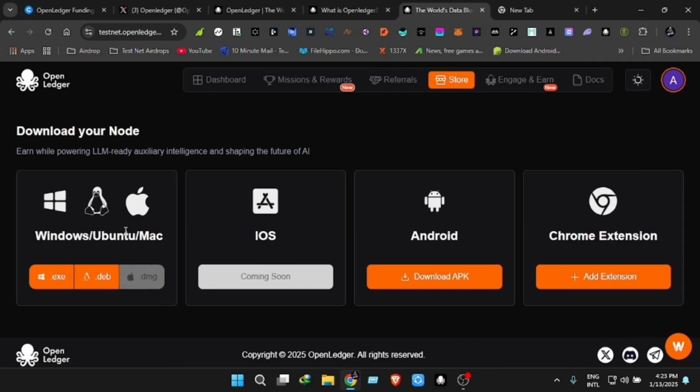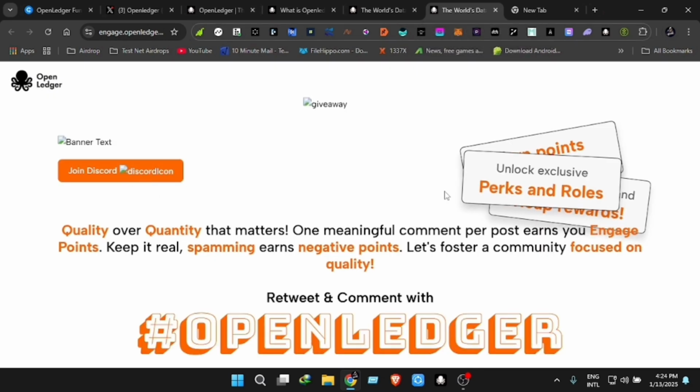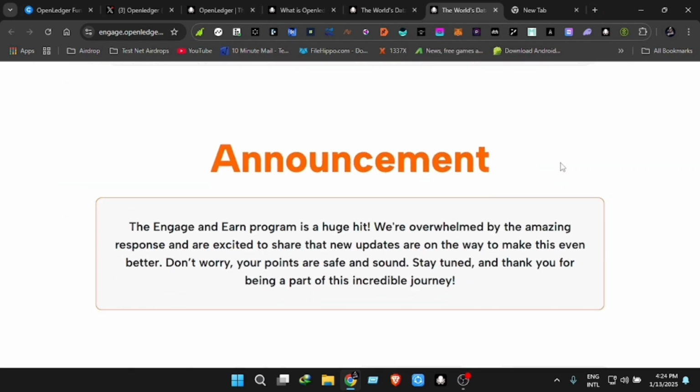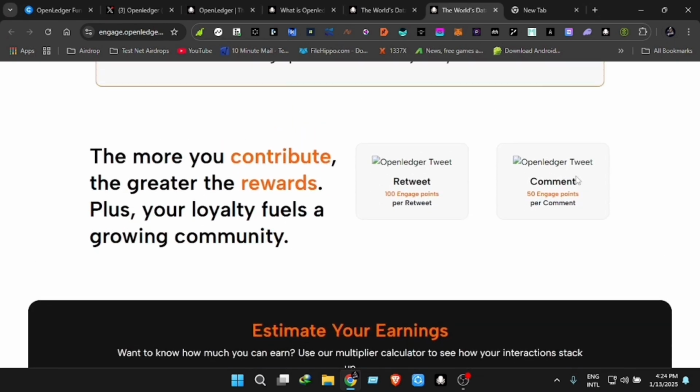For Windows, you need to download two files, Docker and OpenLedger. I will explain this process in another video. You can also earn points by engaging here. To do so, connect your Twitter and Discord accounts and like or tweet from certain Twitter accounts or join specific Discord channels.